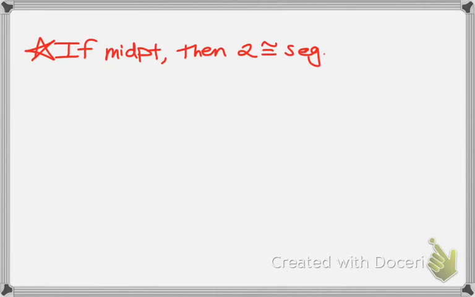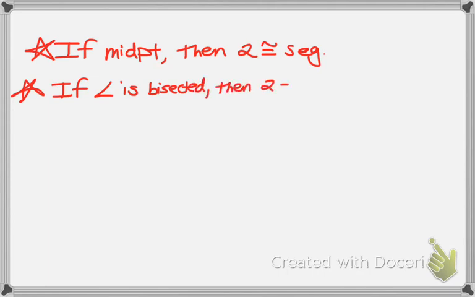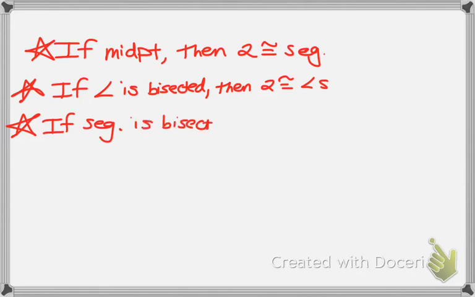Do you have on your blue sheet of paper anything about a bisector? What do you have? Good. If an angle is bisected, then two congruent angles, and then you probably have the same thing for a segment. If a segment is bisected, then two congruent segments. Make sure those two are on your blue sheet of paper. If they're not, make sure you add them.